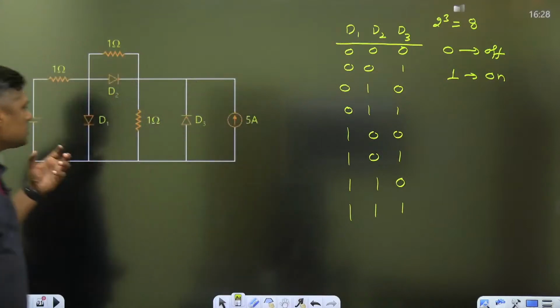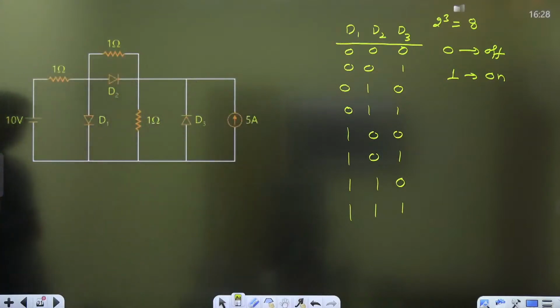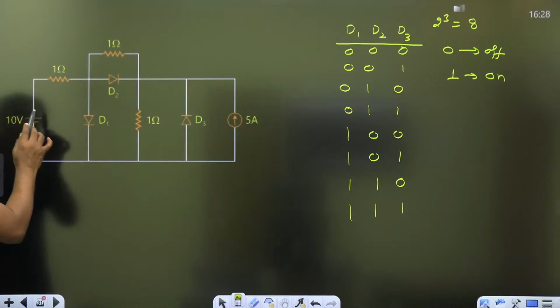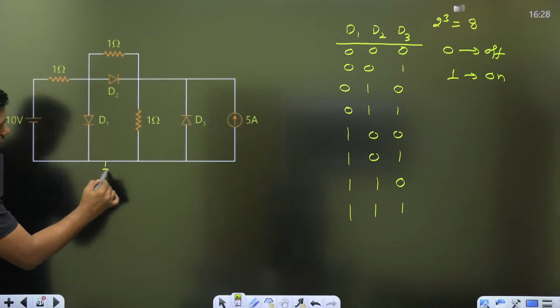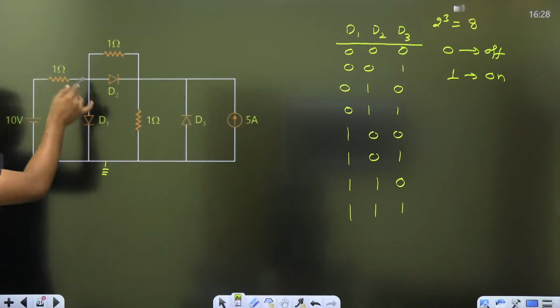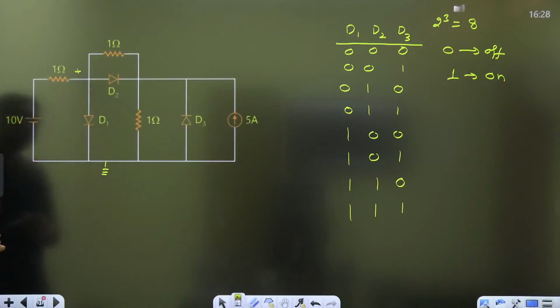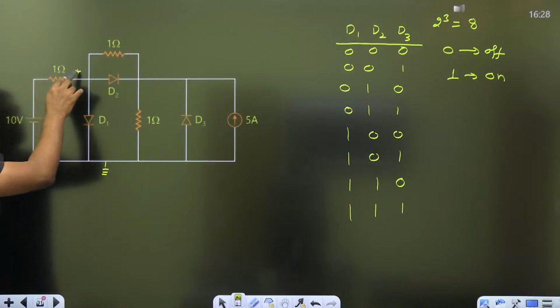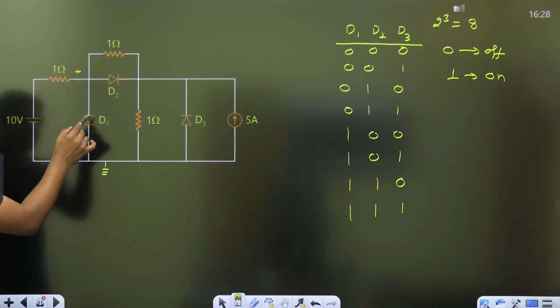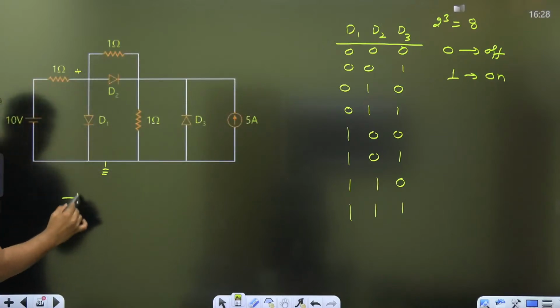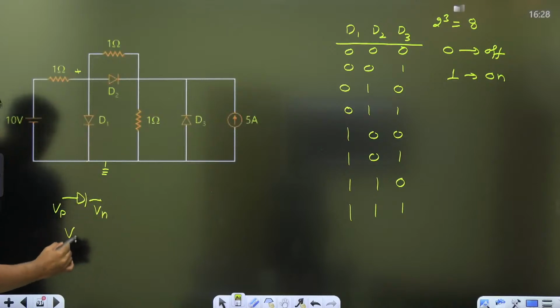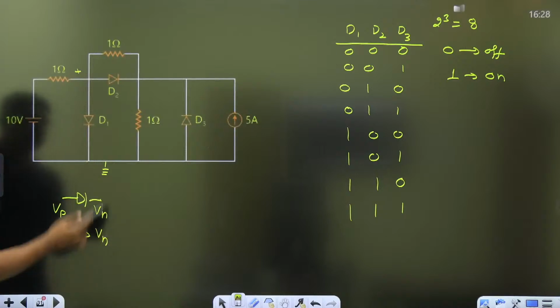Right? So first watch the diagram carefully. Because of this 10 volt, and this is ground. Because of 10 volt, the highest battery is the 10 volt, definitely this voltage is positive. If this voltage is positive and this voltage is 0, so what about the D1? Positive terminal voltage is greater than the negative terminal. If the positive terminal is greater than the negative terminal, then definitely this diode is what? On. This diode is on.